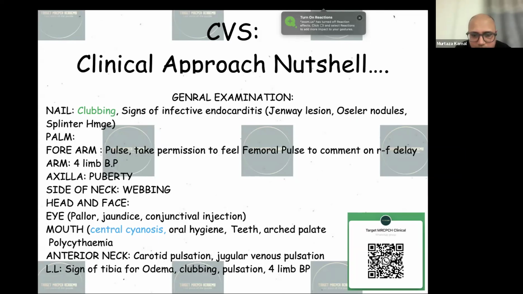Mouth, you have to see for cyanosis. How is the oral hygiene? Is there any high arched palate? That's very important. You have to see for any distended veins in the neck, and you should prefer seeing for lower limb edema and all.